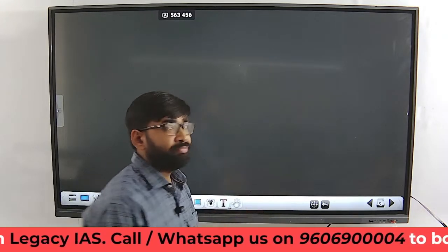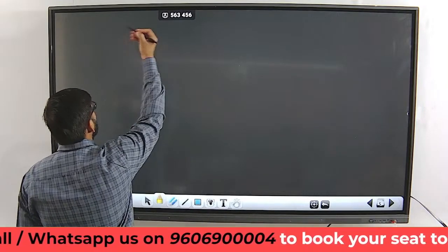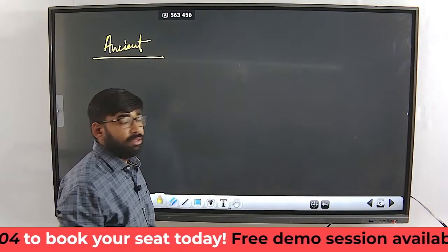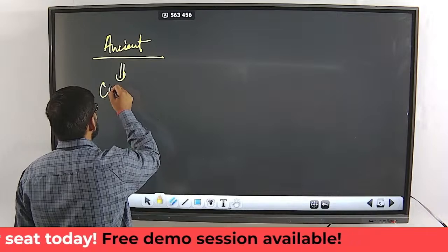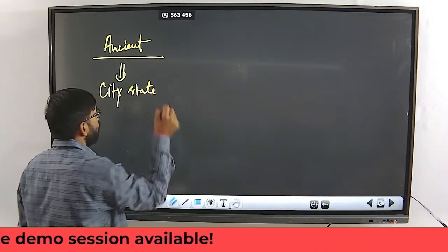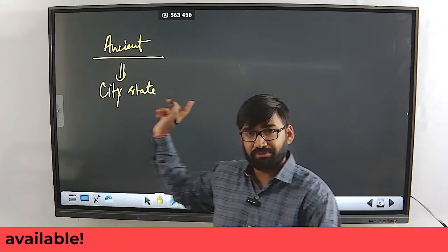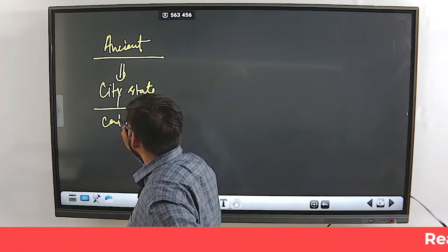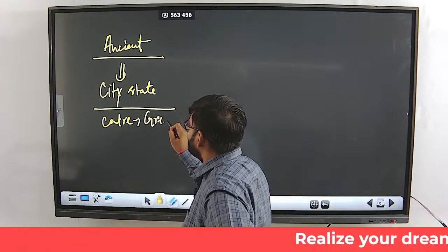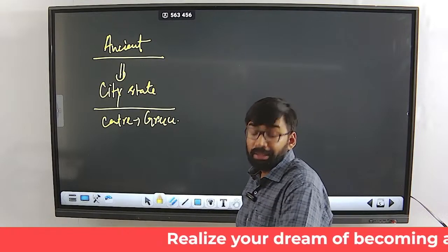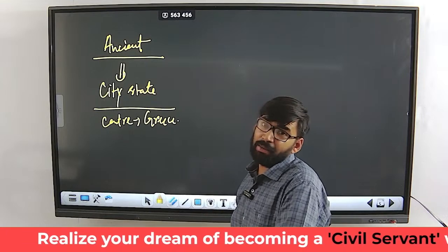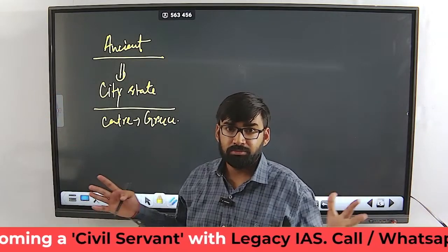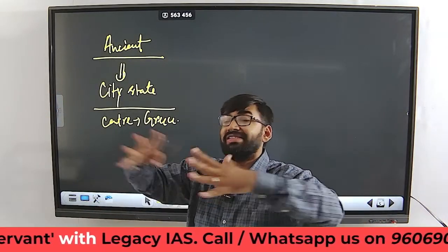So if you see, in ancient times, the center was Greece. The city state concept was there. That means there was no concept of nation. City state concept was there, and the center was Greece. Clear? Now, when Alexander came, the main aim of Alexander was to establish an empire.